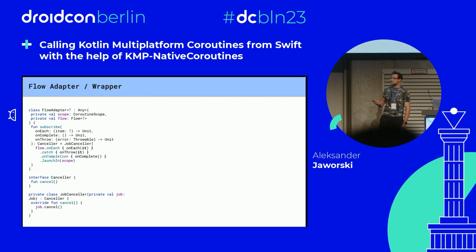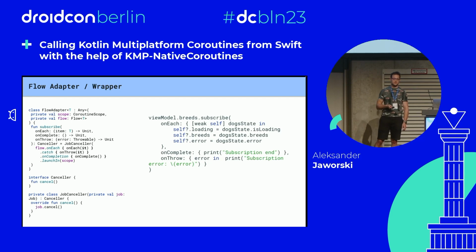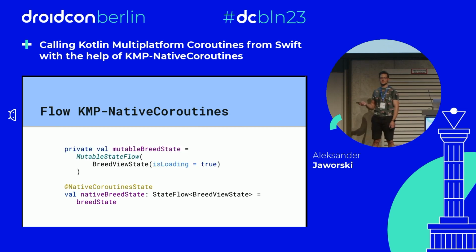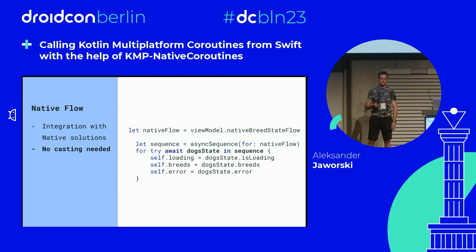Flow adapters, even more boilerplate. I won't go into the details, but you can see there's a lot of code. You have to repeat a lot of stuff. But with KMP-NativeCoroutines, you just slap on the annotation, and it just works. In this case, we have a view state, which we will use to populate our UI. And as you can see, we also use a Swift function called async sequence, the same as with suspend. You just call what you want to call, put it into the function, and you will have a sequence.